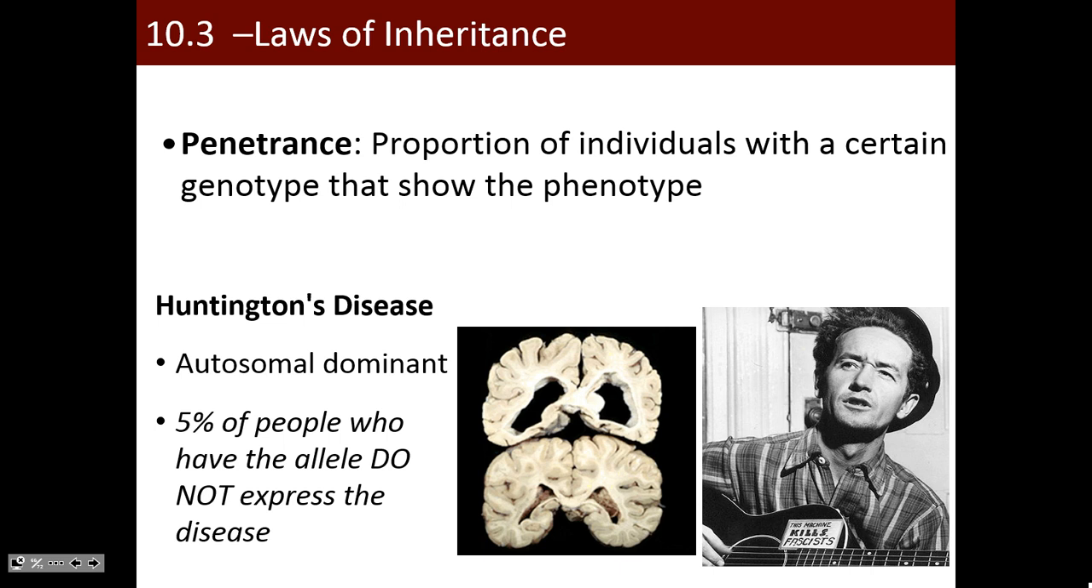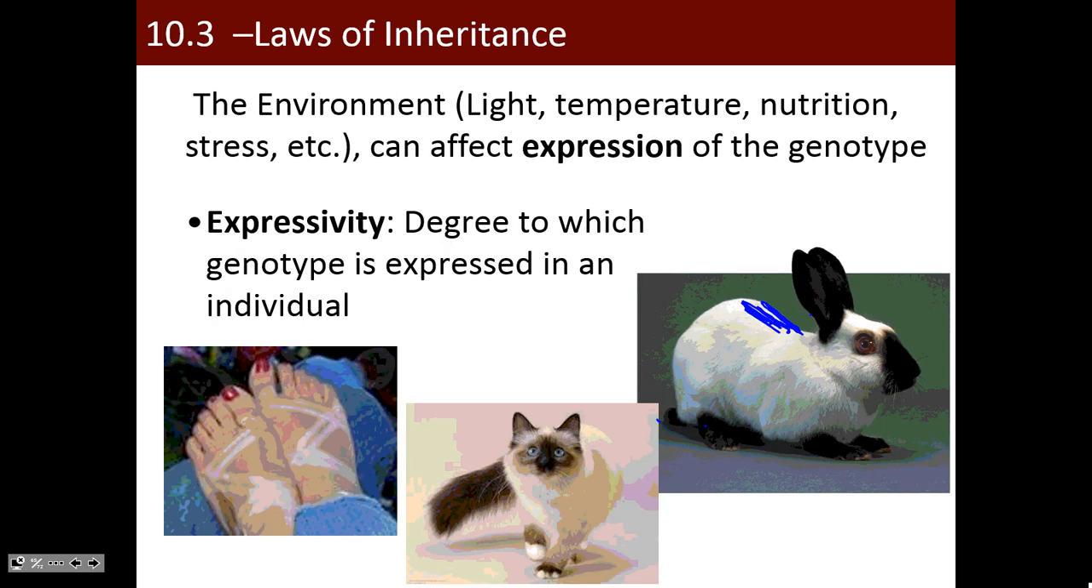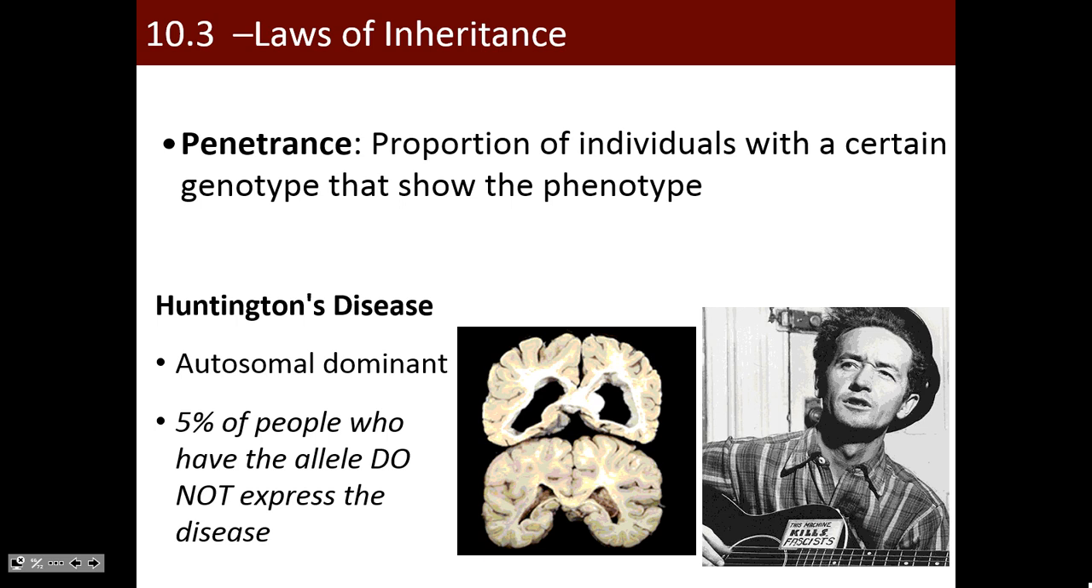Associated with expressivity is the idea of penetrance. Penetrance is the proportion of individuals with a genotype that actually express the phenotype. Okay? So expressivity is the degree to which you express your genotype, and penetrance is the proportion of individuals that show the typical phenotype. Okay? And I have Woody Guthrie up here because Woody Guthrie developed Huntington's disease.